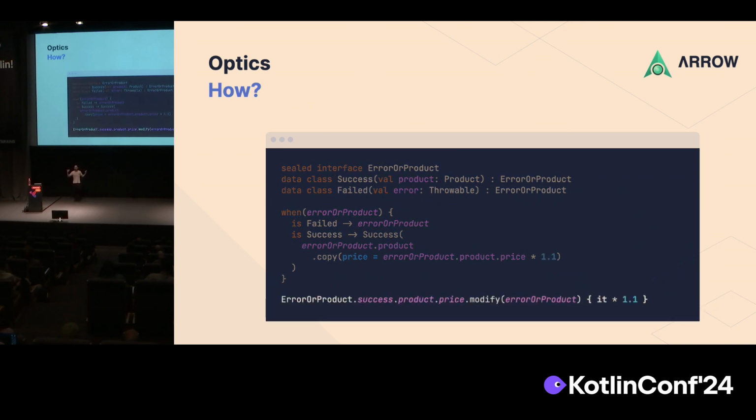So the Optics DSL can again solve that in almost the exact same way as before. So we define a path in our data from the sealed type into one of its subtypes, into the inner product, into its price, and we then can apply a function to the sealed class type by modifying the inner price. And this is really, really powerful because we have again split the path from the value and the logic we want to apply to it.